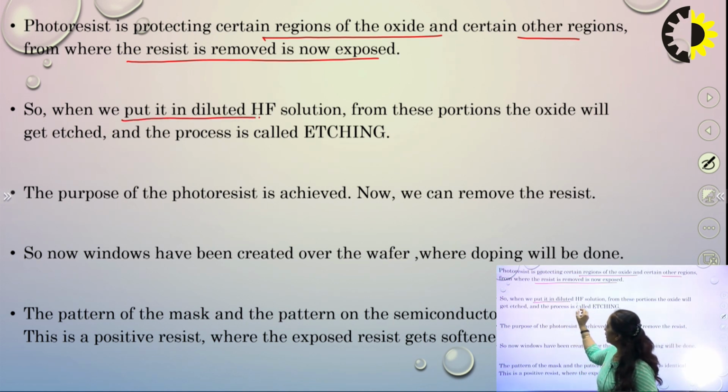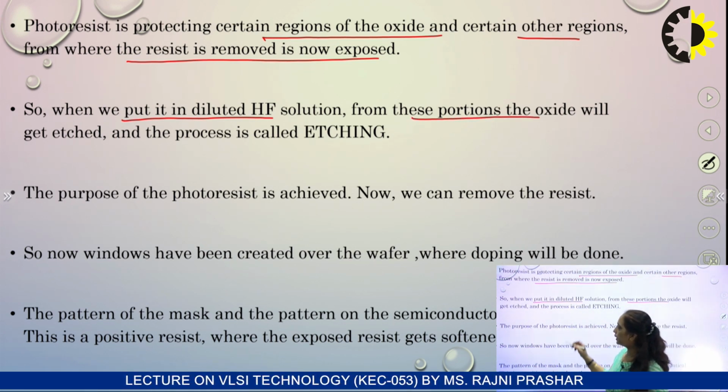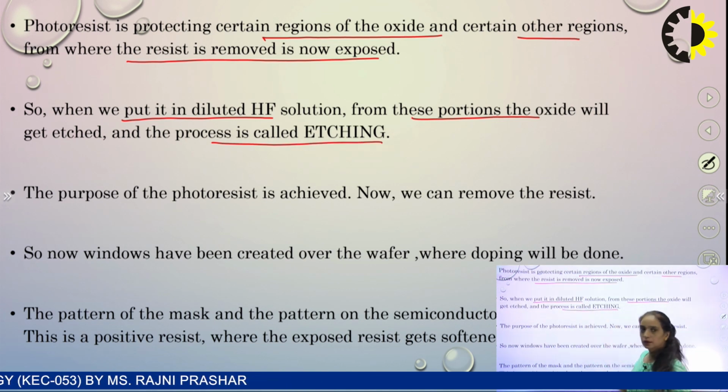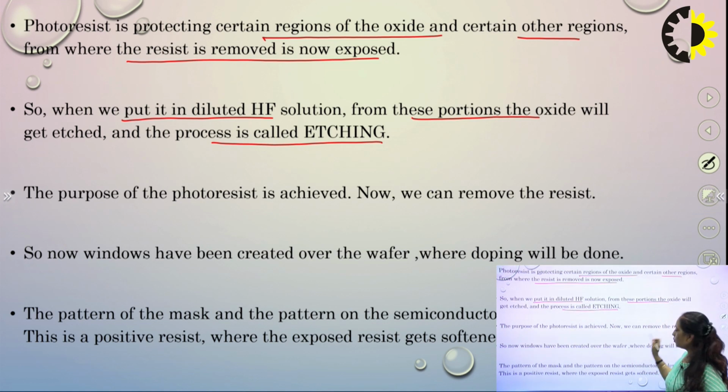So when we put it in a dilute hydrofluoric solution, these portions of oxide will get etched, and the process is called etching. Okay, the purpose of the photoresist is achieved. Now we can remove this photoresist material, and now windows have been created over the wafer where the doping will be done, as shown in the previous diagrams, right?